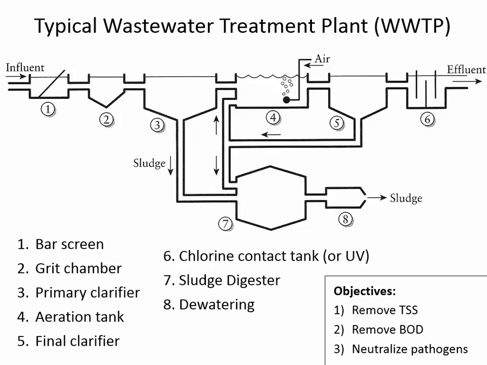Then the grit chamber is removing sand and particles that settle out easily. The reason it's important to remove grit is that if it stays in the water, it can erode pumps. It can cause pitting and damage to the impellers and to the pipes in a treatment plant. So you're removing it because it's abrasive, really.